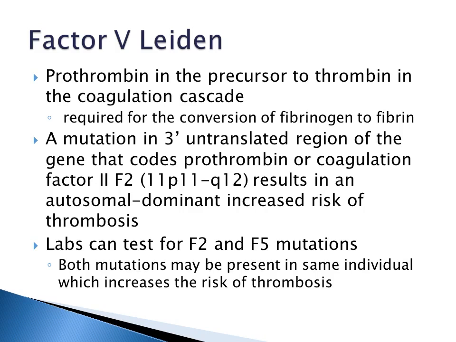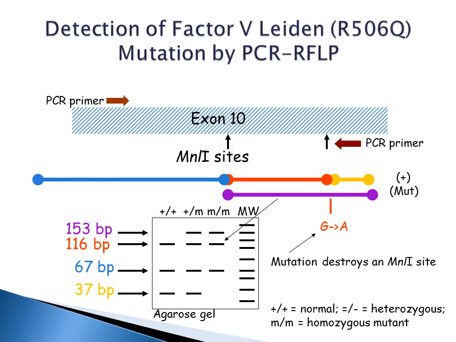So this slide is showing a PCR RFLP test to detect the factor 5 Leiden mutation. So in this PCR RFLP, you are going to use a forward and reverse primer to amplify the gene in exon 10. And once you get your PCR product, you're then going to digest with the restriction enzyme MnlI. And in a normal individual, there are 2 MnlI restriction sites in this region. Now, in the G to A mutation, it's going to destroy one of those MnlI sites. So you're going to lose that cut site if you have a mutation.